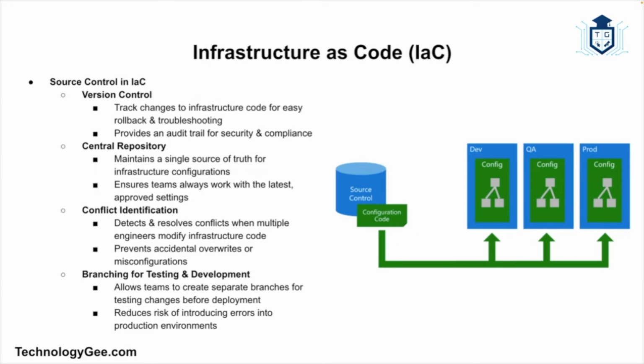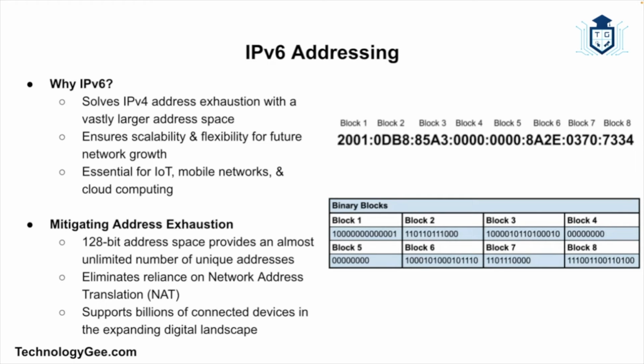Another aspect is source control in infrastructure as code. Source control systems are integral to IAC, where they provide mechanisms for version control, central repositories, and collaboration amongst teams. What this does is it helps track changes to infrastructure code, making it easier to identify and revert problematic updates. It's also a single source of truth for infrastructure code, ensuring that teams work with the latest configurations. It identifies and resolves conflicts when multiple teams work on the same code base. And then teams can create separate branches for testing and development, which reduces the risk of introducing errors into production environments.